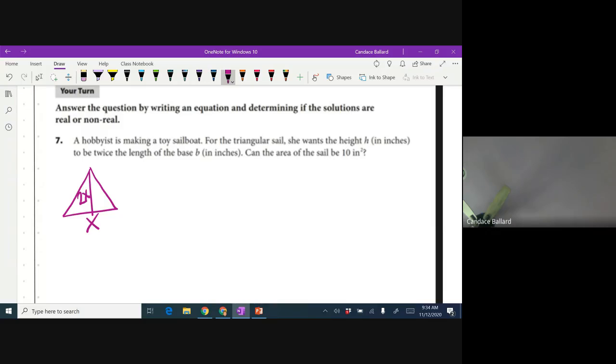All right, so here's where the geometry comes in. It's telling us about the area of the sail. So we need a formula for area of a triangle. What's the formula for area of a triangle? Put it in the chat if you remember, or Google really fast.